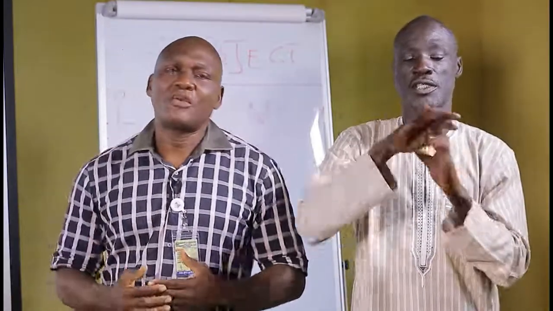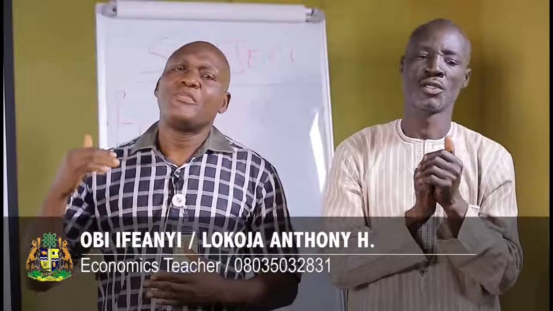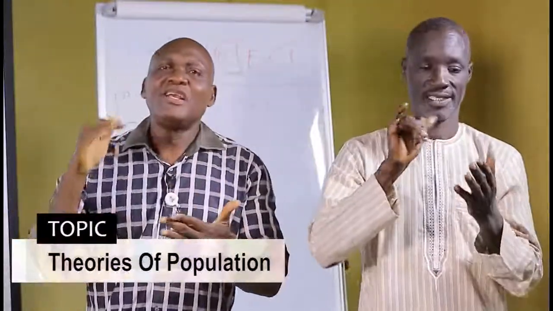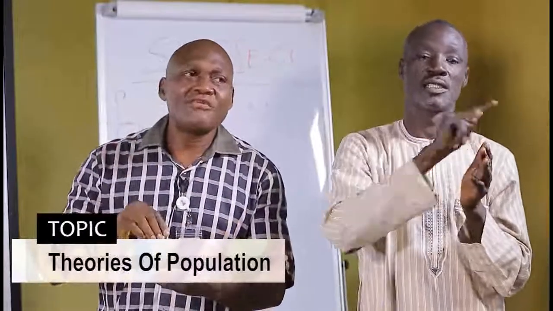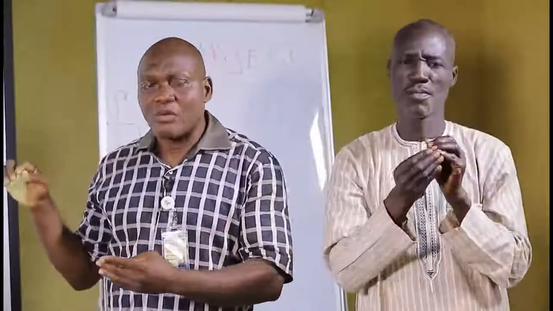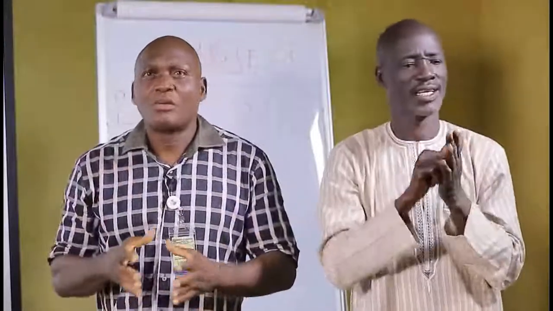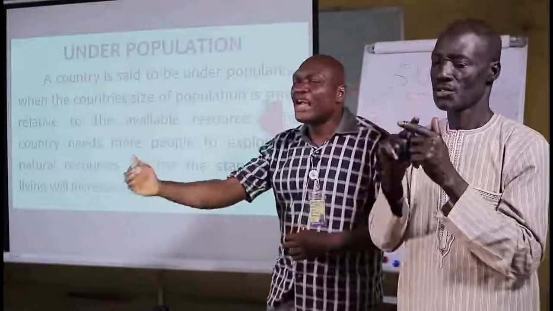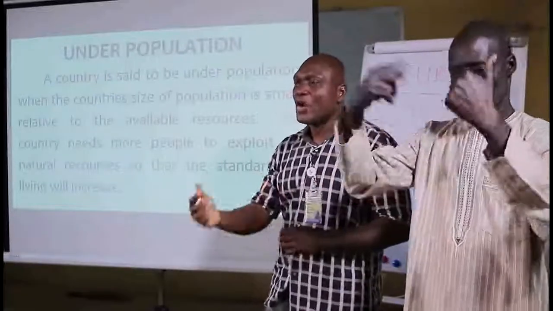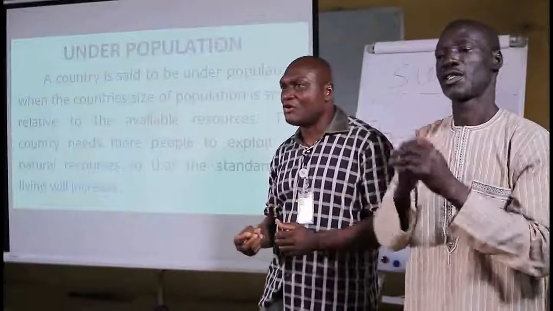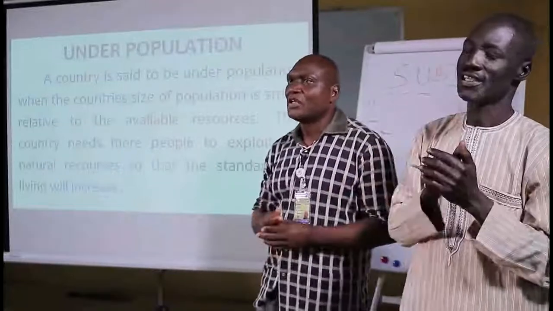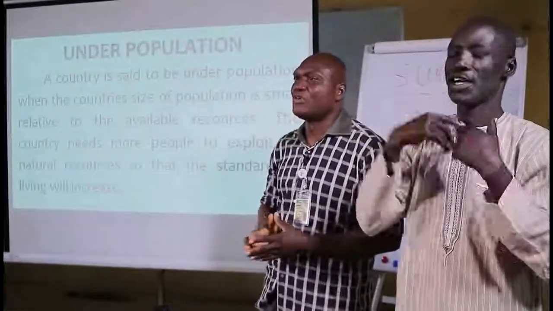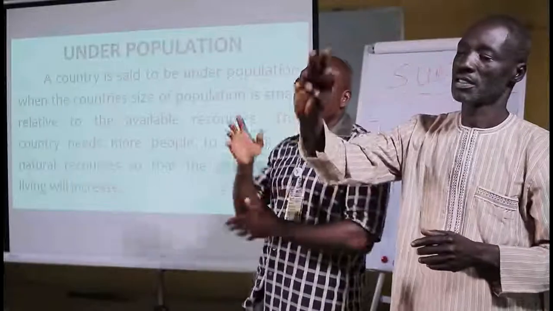So in a country where the number of people living in that geographical area is too small relative to the resources, what the government will do is to encourage immigration. To encourage immigration. I know you still remember what we mean by immigration. Immigration is the influx, movement of people into a particular country. That is immigration. Movement of people into a particular country.